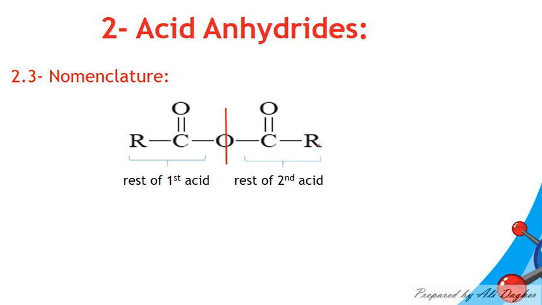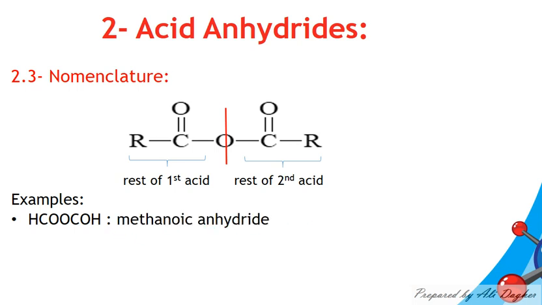When R and R' are identical, the same carboxylic acid, then the name of the anhydride is the name of the carboxylic acid, but we replace the word acid by the word anhydride. In this case, the central atom, the oxygen atom, is here. HCO is the rest of the first acid, and HCO is the rest of the second acid. Same acid formed of one carbon, methanoic acid. We replace acid by anhydride. The name becomes methanoic anhydride.